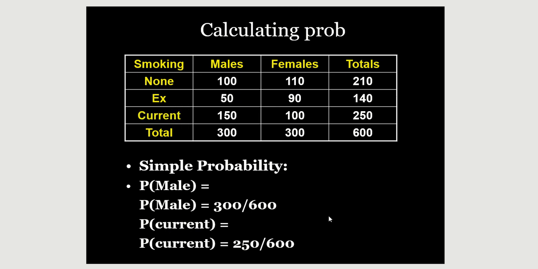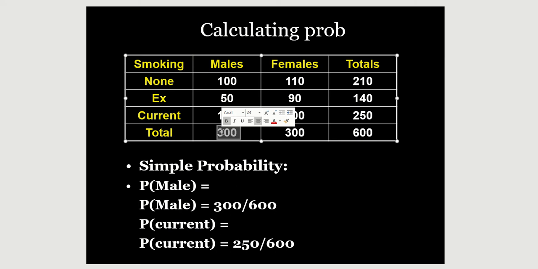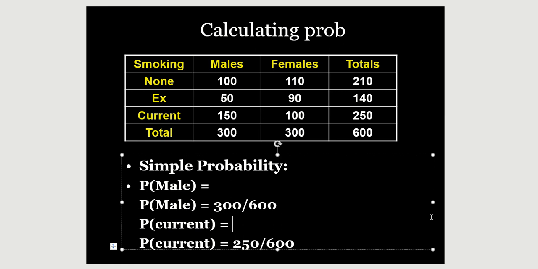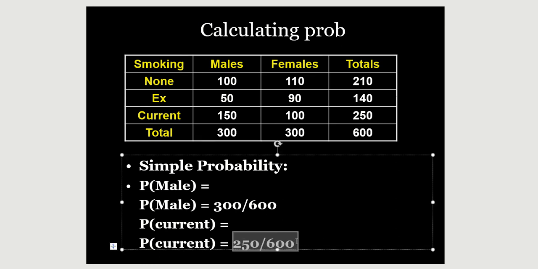So let's start with a simple probability. Given a table like this, if you're asked the probability of male, applying the definition, we said it's successes over the total. What is a success? Male is a success in this particular instance. So how many males do I have? 300. What's the total? 600. And therefore the answer is 300 over 600. If I ask what's the probability of current smoker, what's the success? All the current smokers, all of them, the 250, and you divide by the total, which is 600. So that's the probability of current smoker.